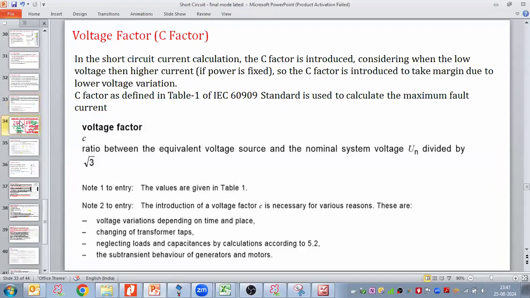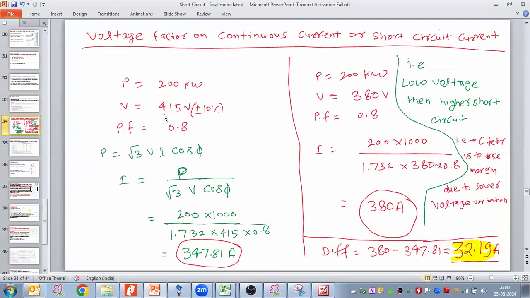I'll take one example for the C factor. What should be the value? I'll come to that, but first, why C factor? Let us take a motor which is 200 kilowatt, rated voltage 415. When we have any motor, we have a plus minus 10% voltage variation on the terminal, which the motor can tolerate. Power factor of the motor is 0.8.